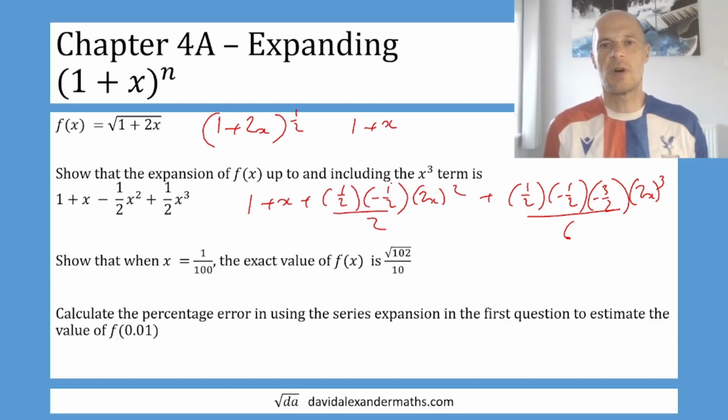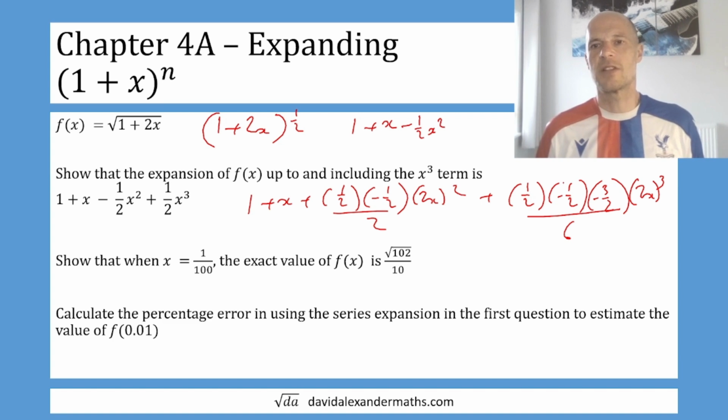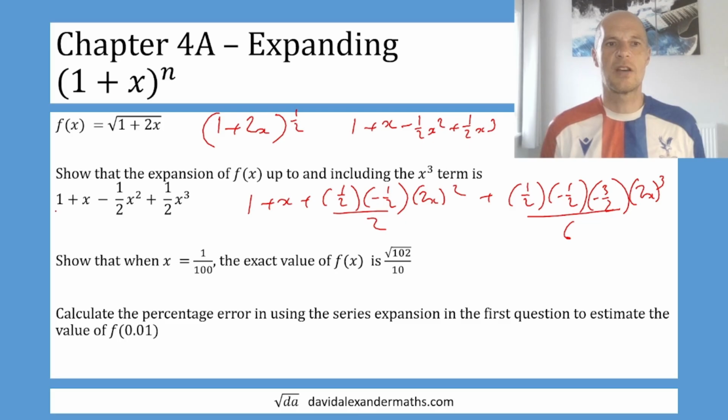So 1 times 1 times 2 times 2 divided by 2 divided by 2 divided by 2 is minus 1/2 x squared. And 1 times 1 times 3 times 2 times 2 times 2 divided by 2 divided by 2 divided by 2 divided by 6 is also 1/2, and there's 2 negative signs, so that is going to be positive, so plus 1/2 x cubed. So 1 plus x minus a half x squared plus a half x cubed. Perfect, great, so that works.